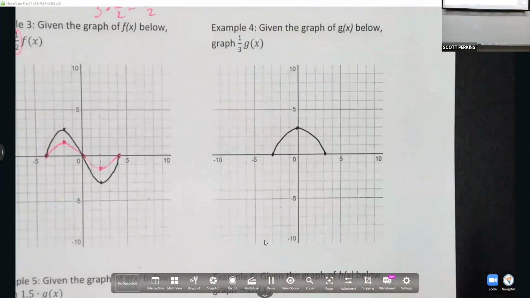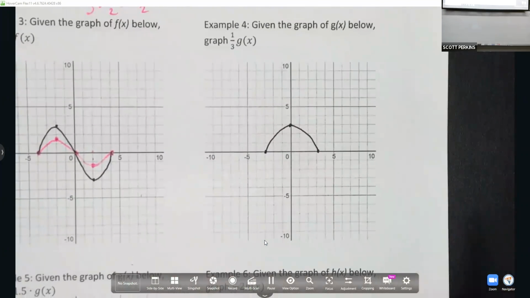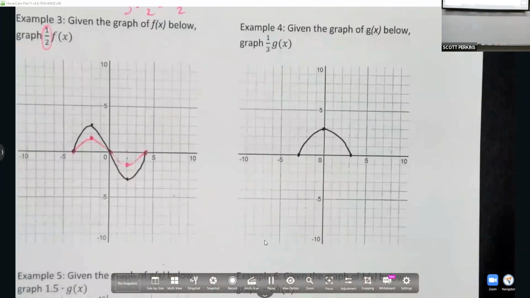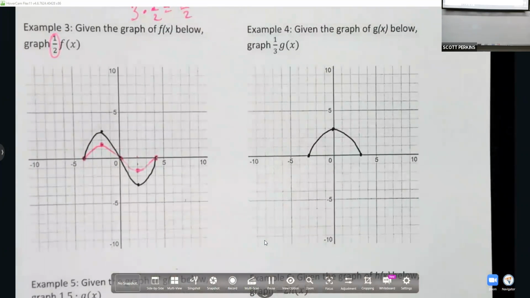Try the next one, the half circle. The half circle is the function g of x. And now what I would like you to do is 1/3 g of x.